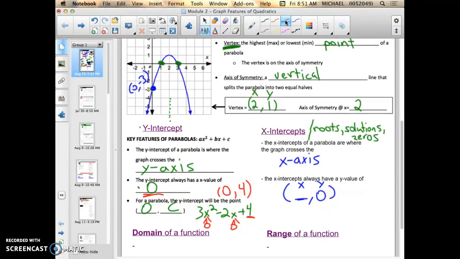Alright, roots, solutions, zeros, and x-intercepts all mean the same thing, right? They're all talking about where, if it's possible, they intercept the x-axis of a parabola.